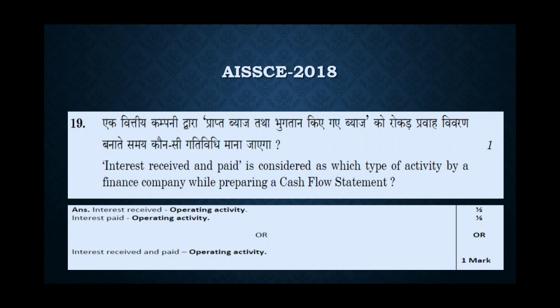Okay, now we have discussed the questions from 2015 to 2018. So accordingly we have to prepare for 2019 exam in the same pattern, so we can give answers easily to 1 mark questions asked by CBSE.